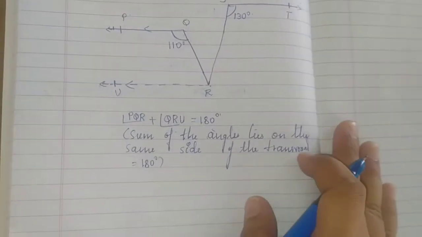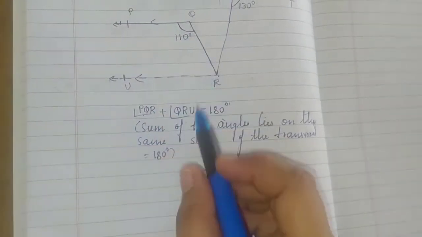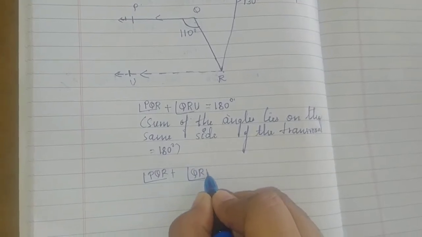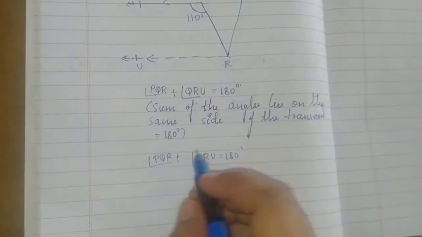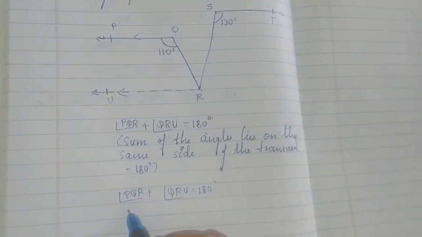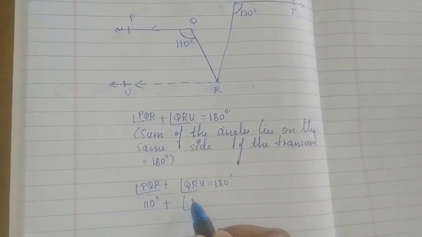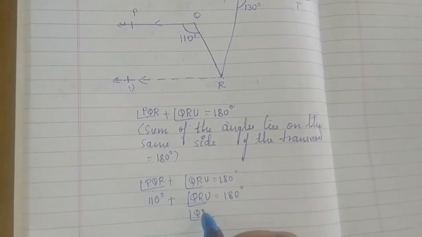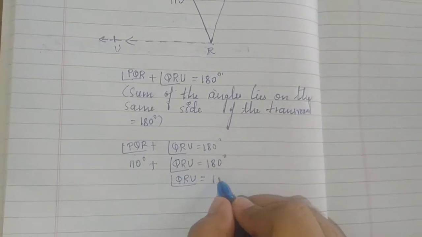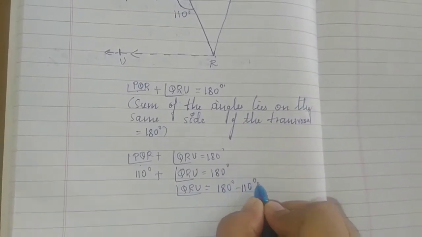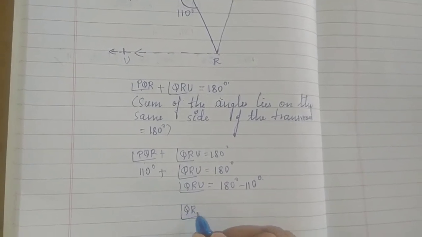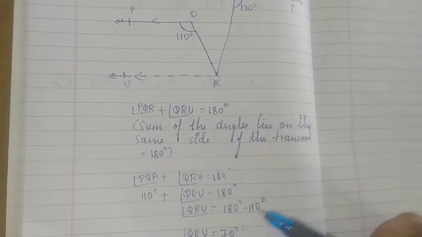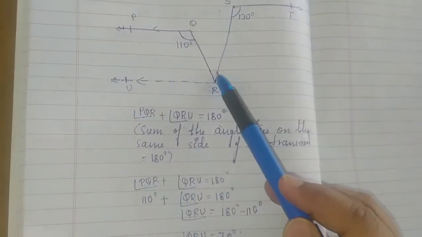Next, angle PQR plus angle QRU is equal to 180 degrees. The same thing I have written over here. Angle PQR is 110 degrees, and angle QRU we have to find now. So angle QRU will be equal to 180 degrees minus 110 degrees. So angle QRU is equal to 70 degrees. Now what you have to find is the value of QRS. So this angle you have to find.